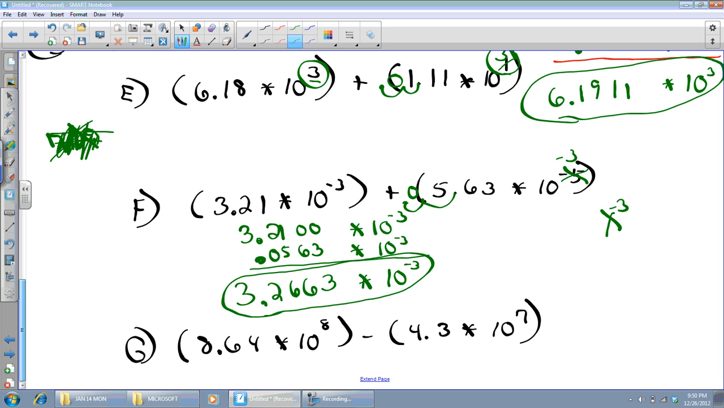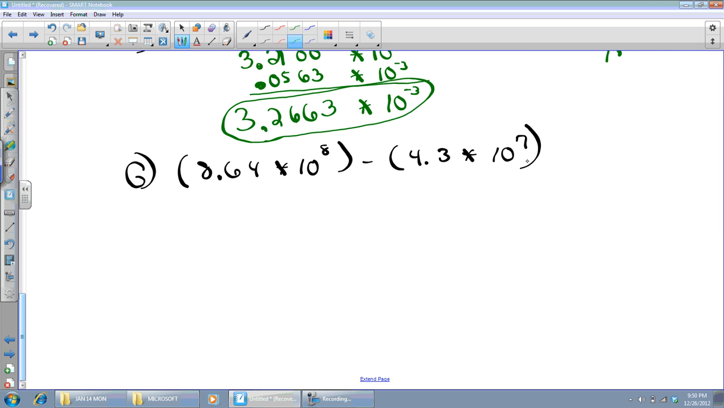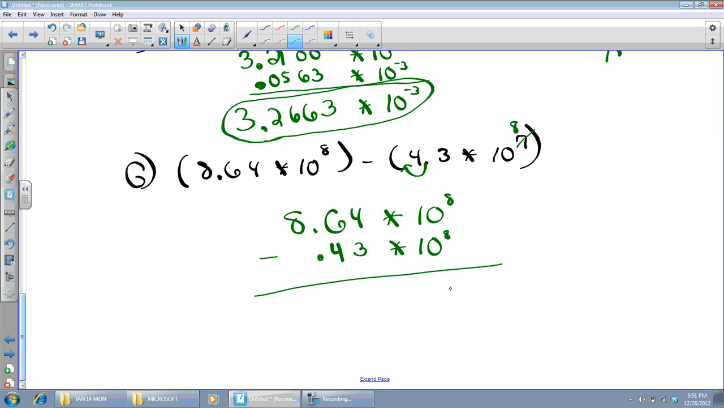All right, now, same thing with subtraction, very much the same thing. I'd like to turn the smaller exponent into the larger one. So I'm going to turn that into an 8, which means I multiplied by 10 to the first, so I'll divide by 10 to the first. So my number is 8.64 times 10 to the 8th, and I'm going to subtract 0.43 times 10 to the 8th. All right, I'm going to get a 10 to the 8th here. 4 minus 3 is 1, 6 minus 4 is 2, and then 8 minus 0 is 8. And then there you go.